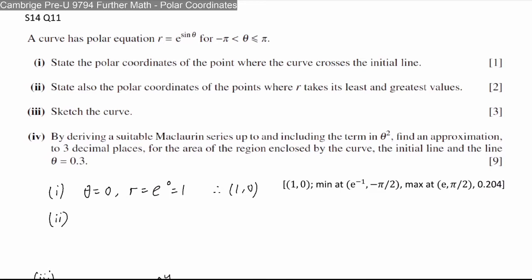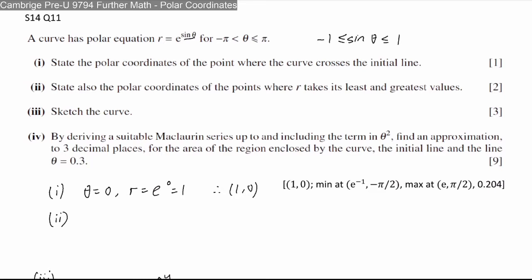Okay, part 2. State also the polar coordinates of the points where r takes its least and greatest value. How we look at this is that we have sine theta. We know that sine theta can only take values from -1 to 1. So we already know the maximum and the minimum r in this case.